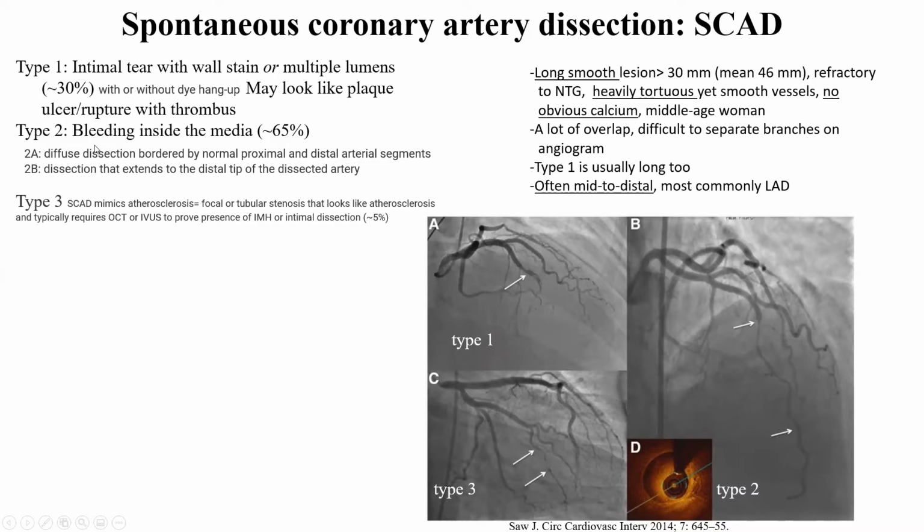And type 2, they divide it into two types. It can be diffuse dissection, but it has clear-cut proximal and distal edges that are free of narrowing, or it could be long disease that extends all the way to the distal tip of the vessel. Keep in mind another idea that all those types, type 1 to type 3, they typically affect mid to distal vessel. Most commonly LAD in half the cases, 25 to 30% circumflex, and the least common one is RCA.